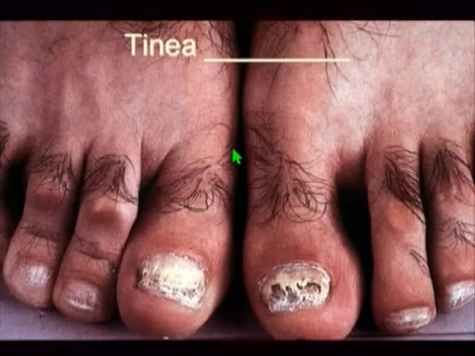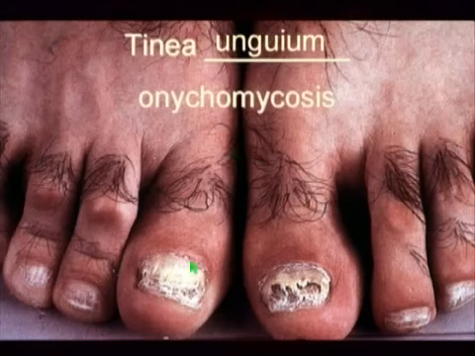Here, tinea of the nails was tinea unguium, right, or onychomycosis. Here you can see the nail plate is thickened, and here it was so brittle that a lot of it just broke away and has chipped away.